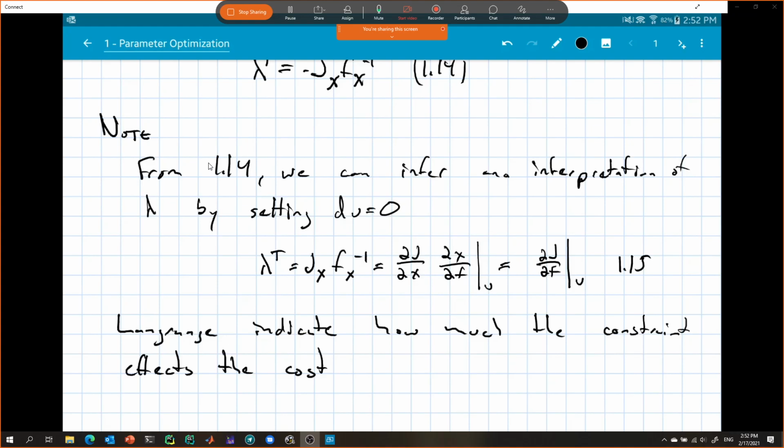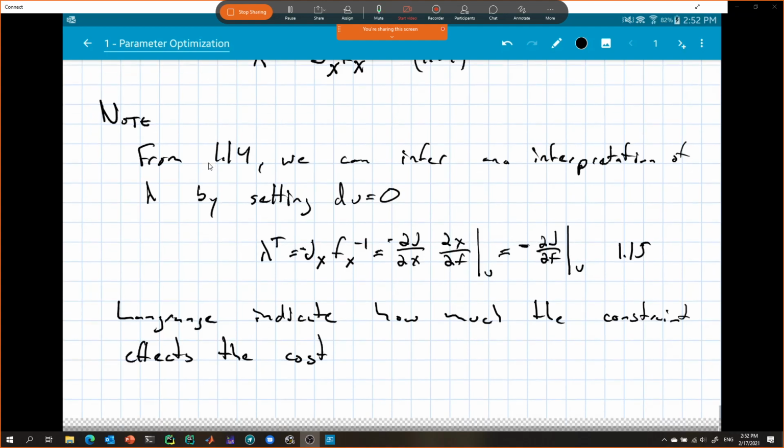Sorry, Sean. It seems like the sign was reversed for lambda between 1.14 and 1.15. Oh, is it negative J_x? It's negative. I just got the negative. Thank you for pointing that out. Negative and negative. Technically, they still work if you switch the sign, but then it just won't be consistent.